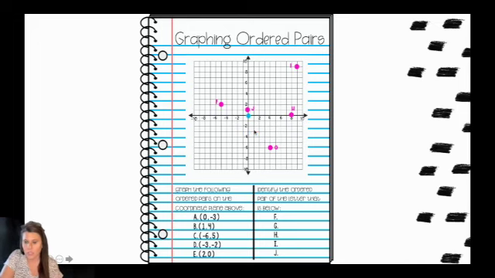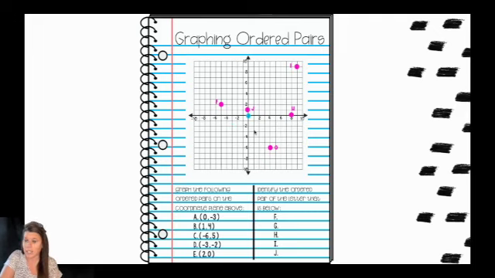Now B is (1, 4). I'm going to go right 1 and up 4 and put my dot for letter B. C is (-6, 5). I'm going to go left 6 and I'm going to go up 5 since that y is positive, and then call that C. Then I have D, which is (-3, -2). So I'm going to go left 3 for x and I'm going to go down 2 for y since it's negative.